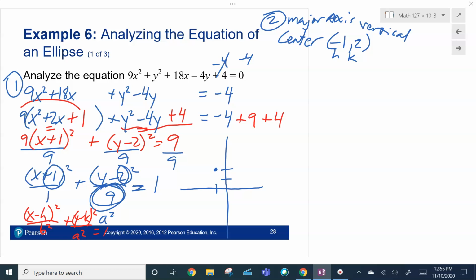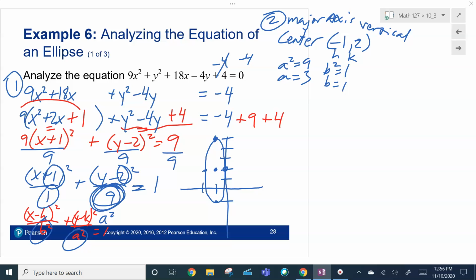Now, a squared is 9. So if a squared is 9, a is 3. I'm going to count up 3: 1, 2, 3. There's one vertex. I'm going to go down 1, 2, 3. There's the other vertex. B squared is 1 for my co-vertex, so b is 1. So I'm going to go over right 1 and left 1. So I can kind of draw this ellipse now. I just don't know where the focus is yet.